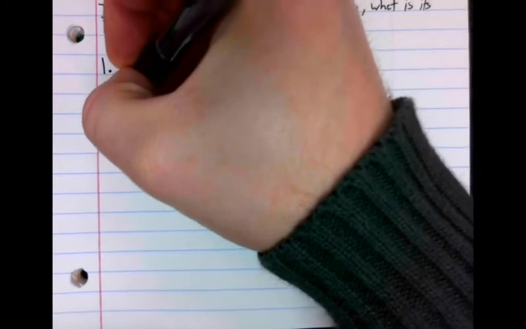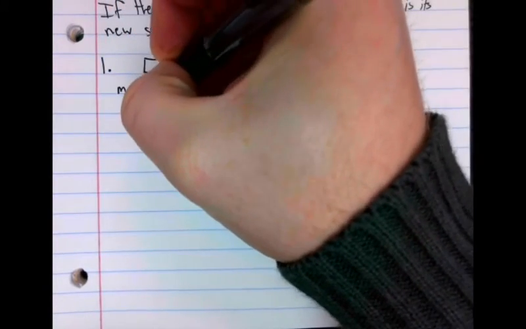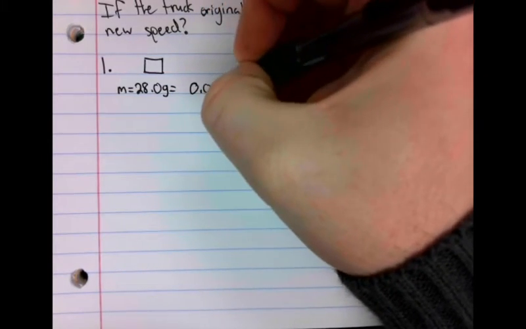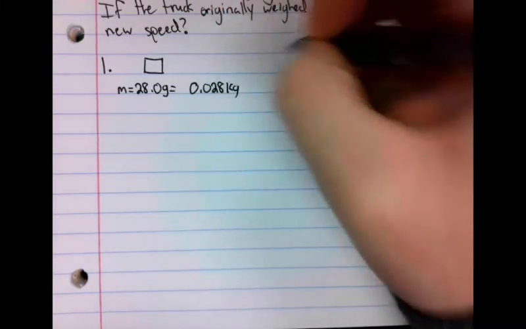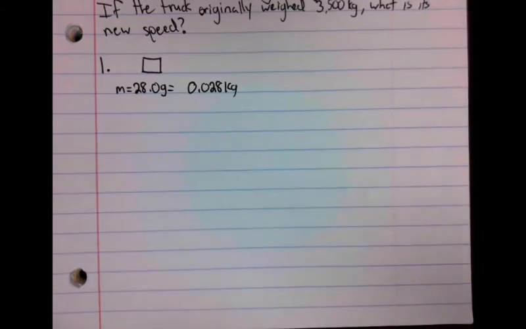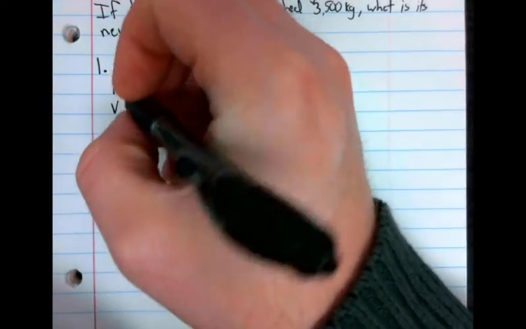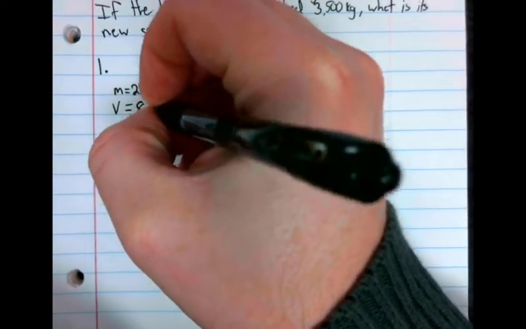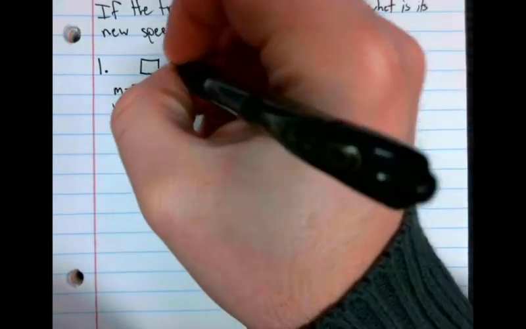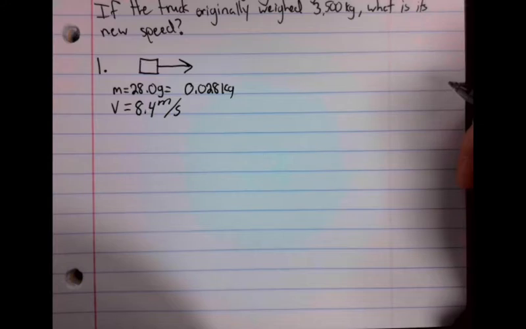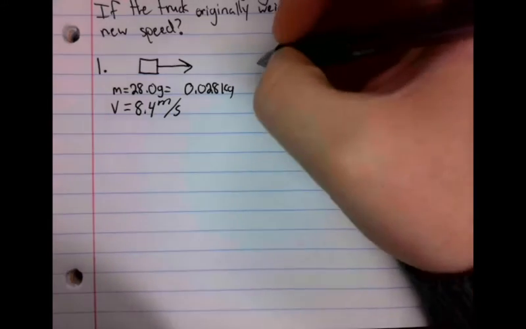But this bird weighs 28 grams, which is the same as 0.028 kilograms, I believe. Yep, 28 grams. Remember, we want our units to be in kilograms for this. And it's flying with a speed of 8.4 meters per second. We're going to go ahead and call that to the right. And then it says ignore air resistance, and we want to know what is the momentum.